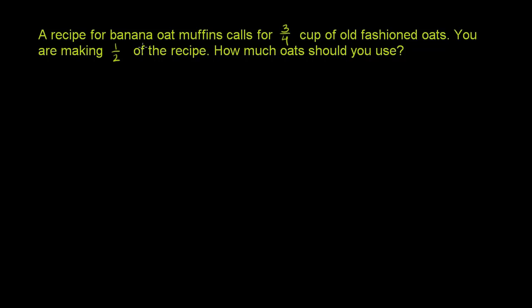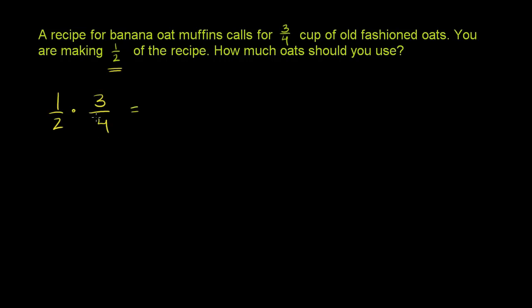A recipe for banana oat muffins calls for 3/4 of a cup of old-fashioned oats. You are making 1/2 of the recipe. How much oats should you use? So if the whole recipe requires 3/4 of a cup, and you're making half of the recipe, you want half of 3/4, right? You want half of the number of old-fashioned oats as the whole recipe. So you just multiply 1/2 times 3/4.